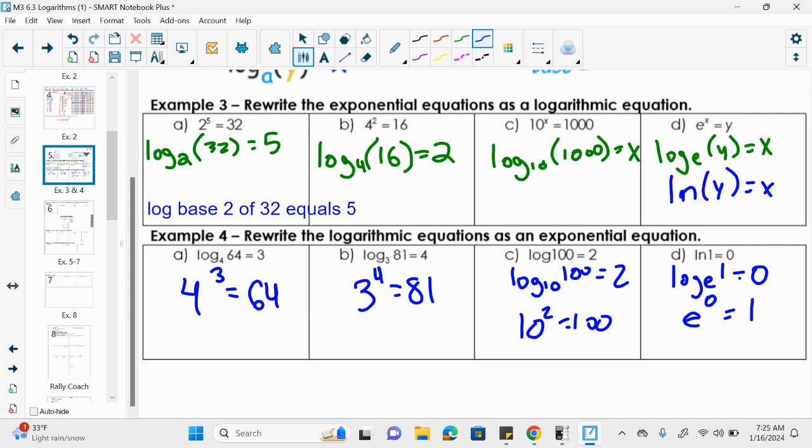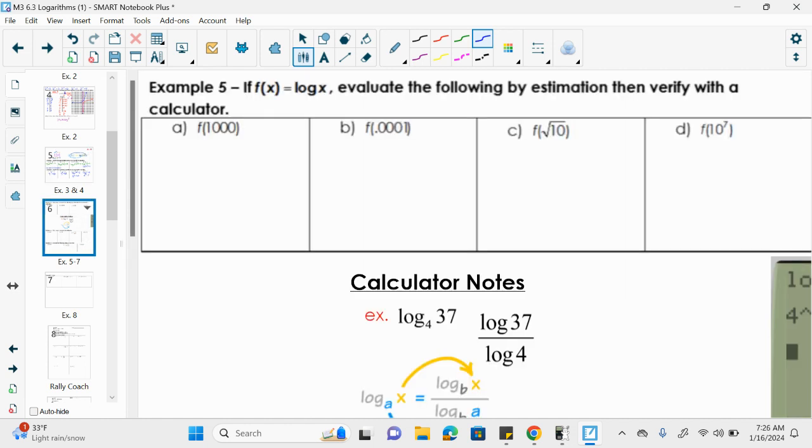Okay. All right, what else we got? Let's start evaluating. So it says, if f of x equals the log of x, evaluate the following by estimation, then verify with a calculator. Okay, so f of 1,000. So it's saying put 1,000 in for x in this equation.